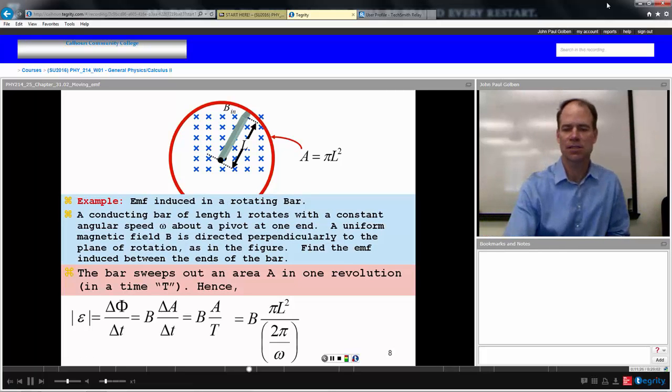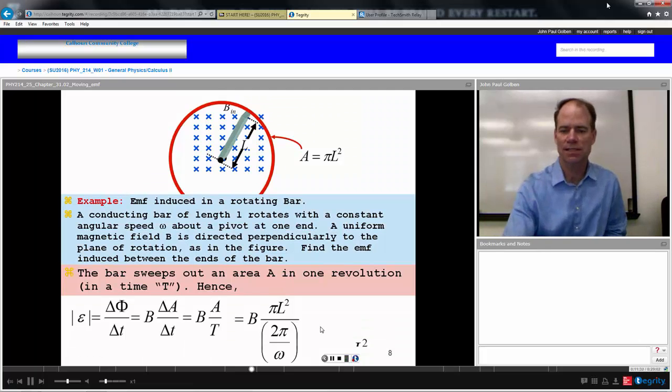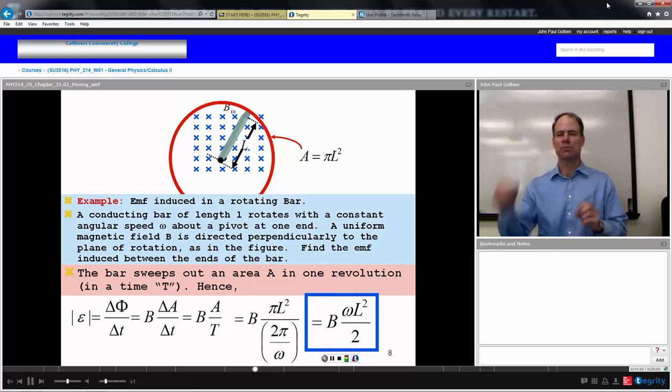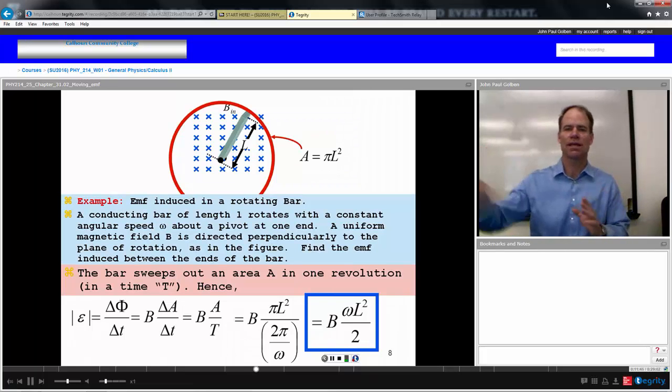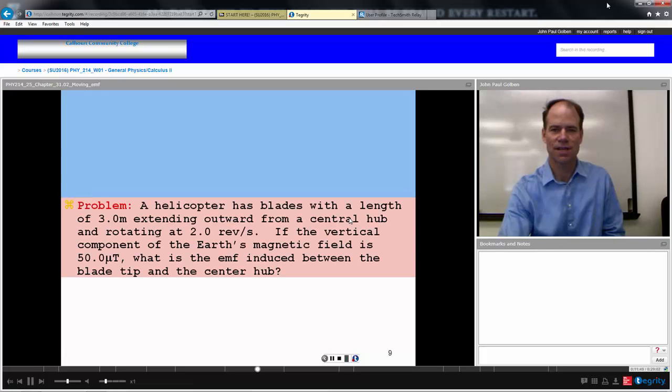And our T is going to be 2 pi over our angular frequency, because that's a period. The pi's cancel out. And this will be equal to the field times the angular frequency times L squared divided by 2. That will be the EMF induced between the ends of the blade as it's going around. It's a function of its angular frequency.